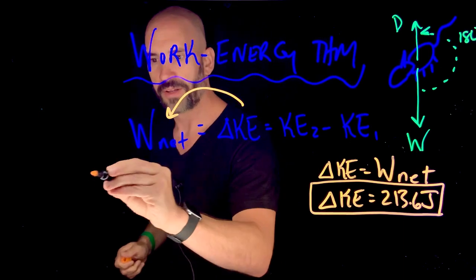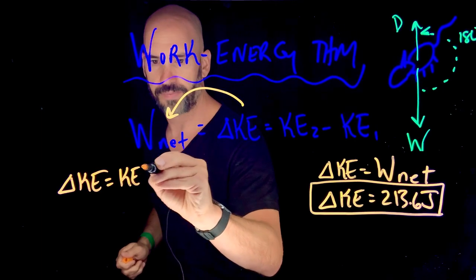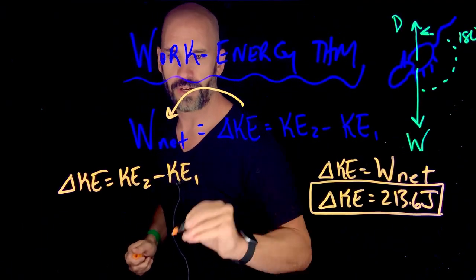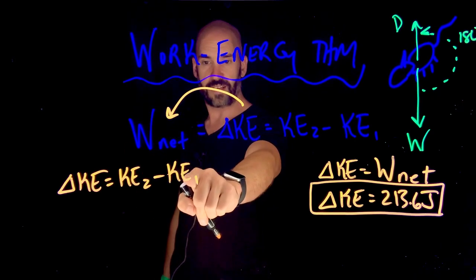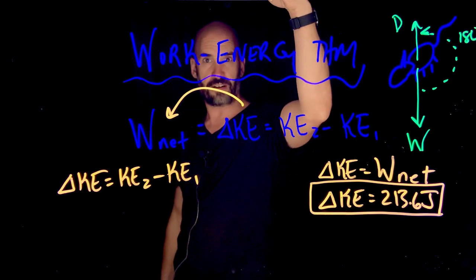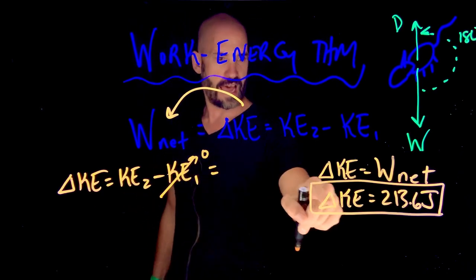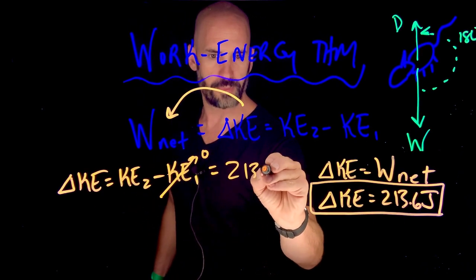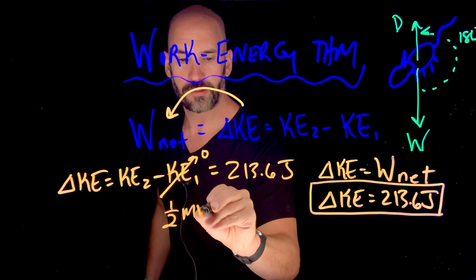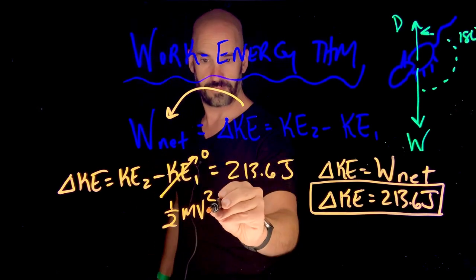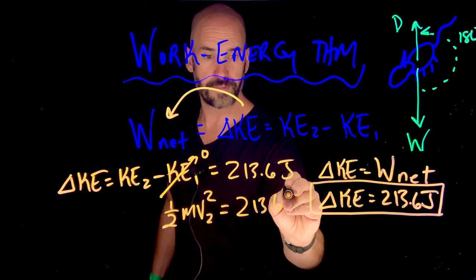How so? Well, change in kinetic energy, remember, is just the final kinetic energy minus the initial kinetic energy, right? This is the kinetic energy just before he hit the ground, the cat. This is the kinetic energy that he started with. He was just sitting there up on a tree, not moving. That's 0, right? And that difference has to be 213.6. We already calculated it, right? That means that 1/2 mv squared, where v is the velocity just before he hits the ground, is simply equal to 213.6, okay?